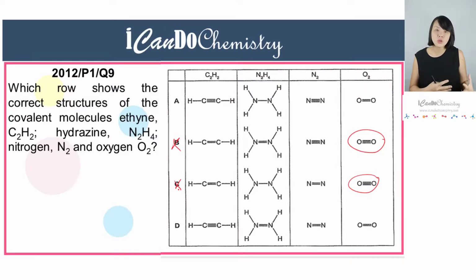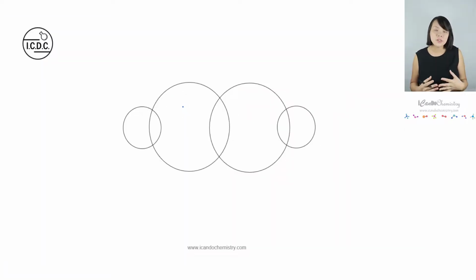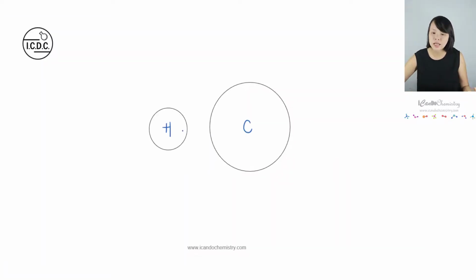So let me go through with you how to draw the dot and cross diagram of the remaining 3 molecules, and from there we convert it to the structures. Okay, we'll focus on C2H2 now. So with C2H2, we are dealing with carbon and hydrogen. We know that a hydrogen has only 1 electron. A carbon has 6 electrons. First shell contains 2, the remaining 4 are in the outermost shell.